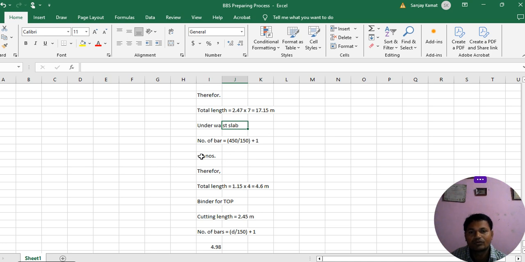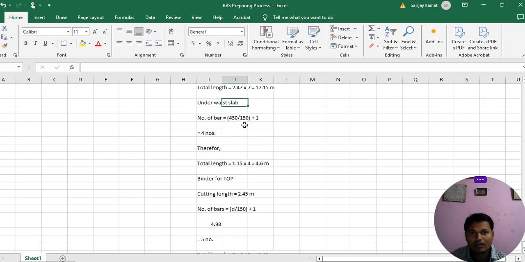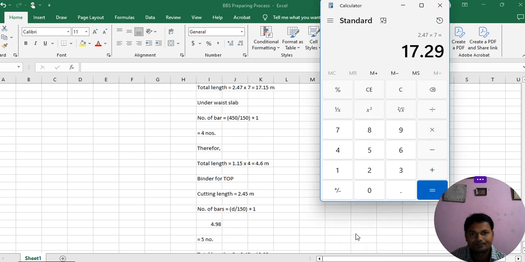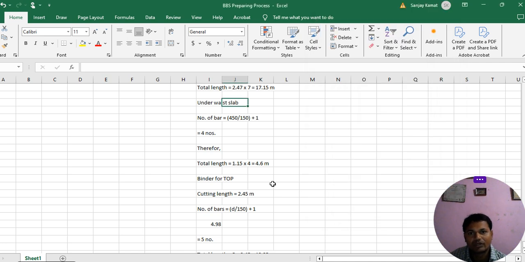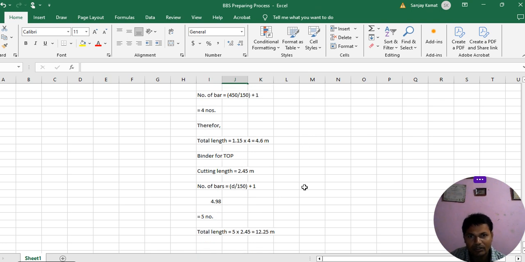For this it will be e by 150, just now I told you this will be 4 numbers. If we do 450 divided by 150 plus 1, how much is it coming? 4, it is coming 4, or not? Therefore for the under west slab, the number of bars required is 4 only.